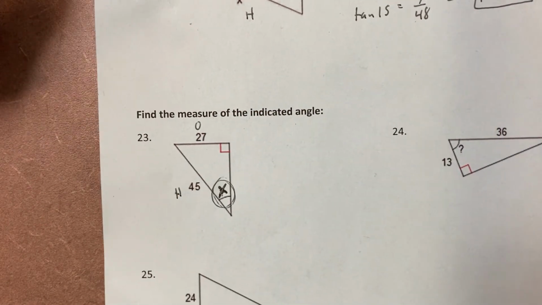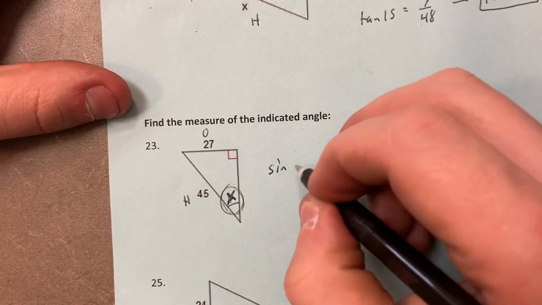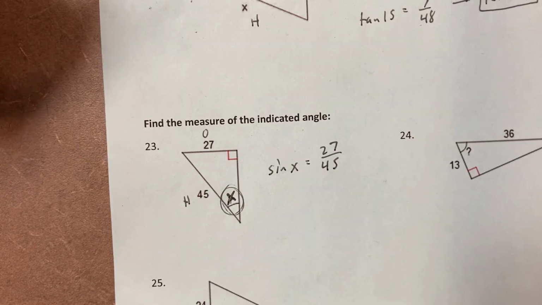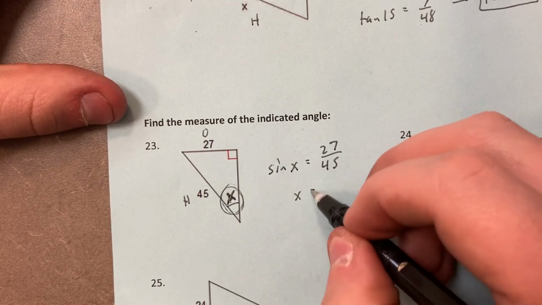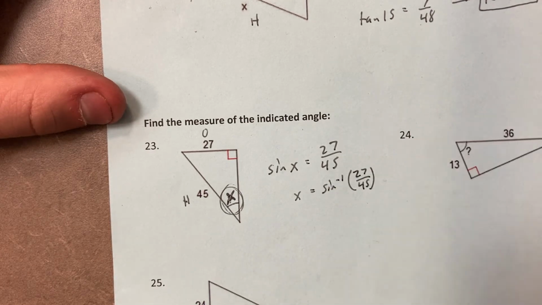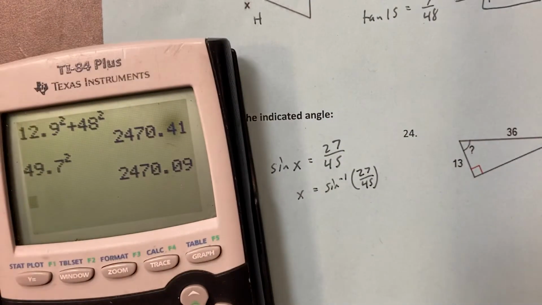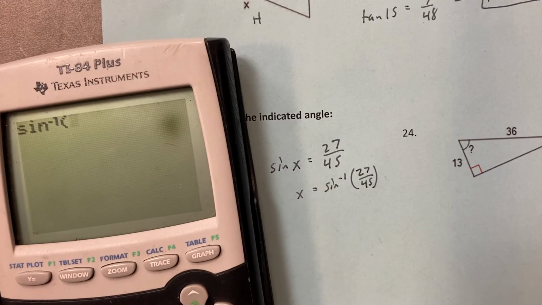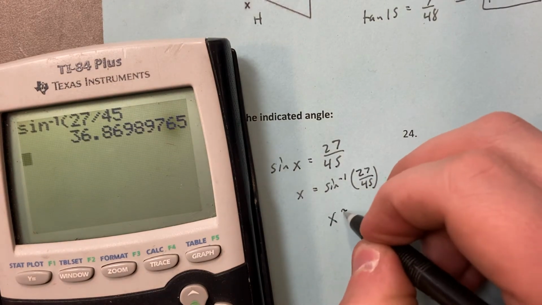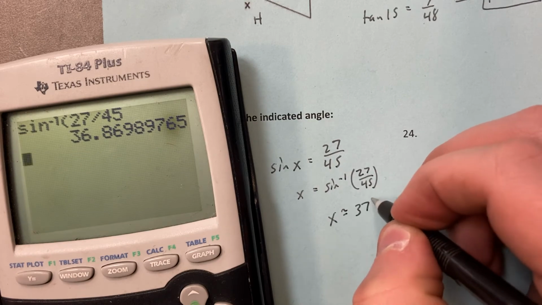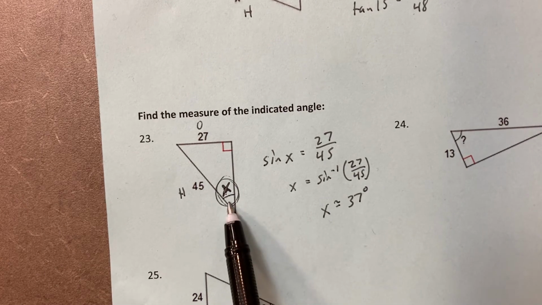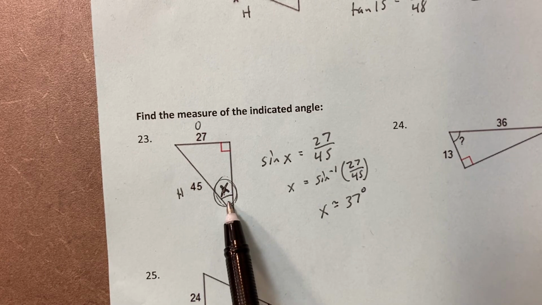This is a Some Old Hippie question. To get rid of the sine, you have to inverse sine. Plug that in your calculator. About 30.7 degrees. We'll call it 37 degrees, sure. And I feel pretty comfortable with that. That looks like a 37-degree angle.